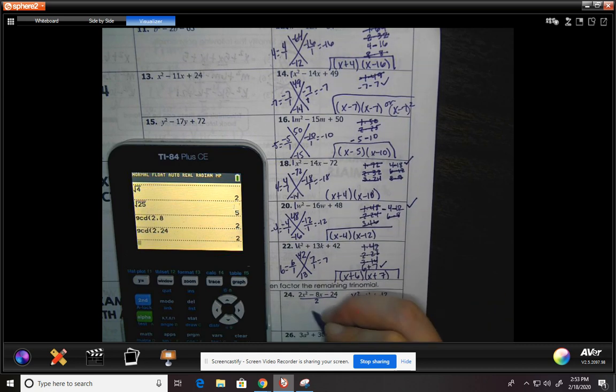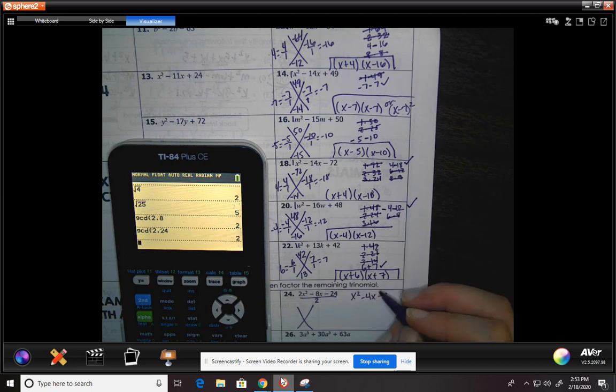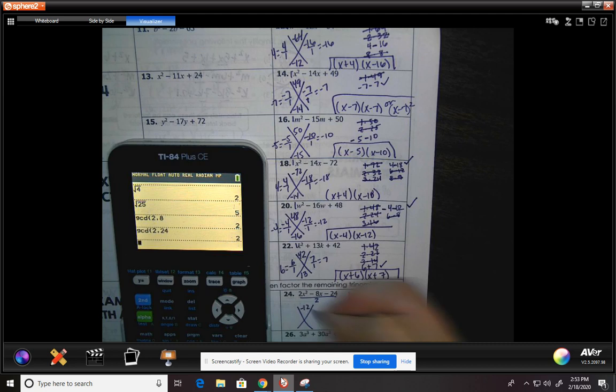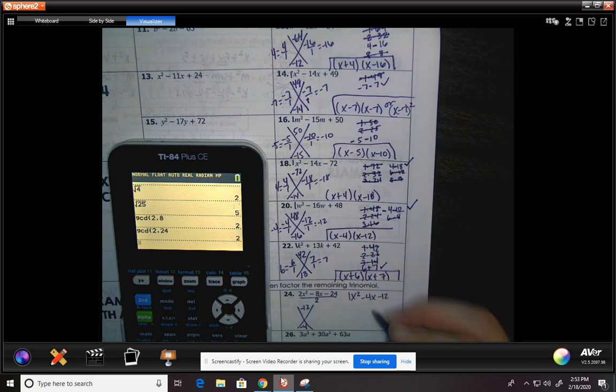Now, you're going to do your x with the new piece. So 1 times negative 12 is negative 12, and the sum has to be negative 4.